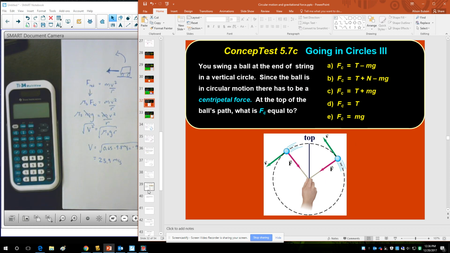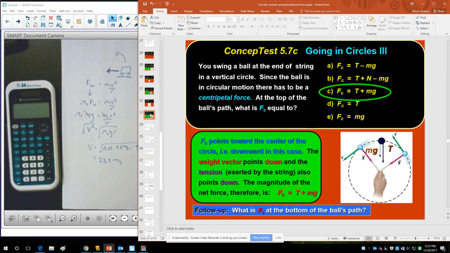You swing a ball at the end of a string in a vertical circle. Since the ball is in circular motion, there has to be a centripetal force. At the top of the ball's path, what is that centripetal force equal to? Hopefully now you're getting the hang of it. Now, instead of an upward normal force, we have a tension that's pulling in towards the center of the circle. So in this case, the centripetal force is tension down in towards the circle plus the weight of the ball.